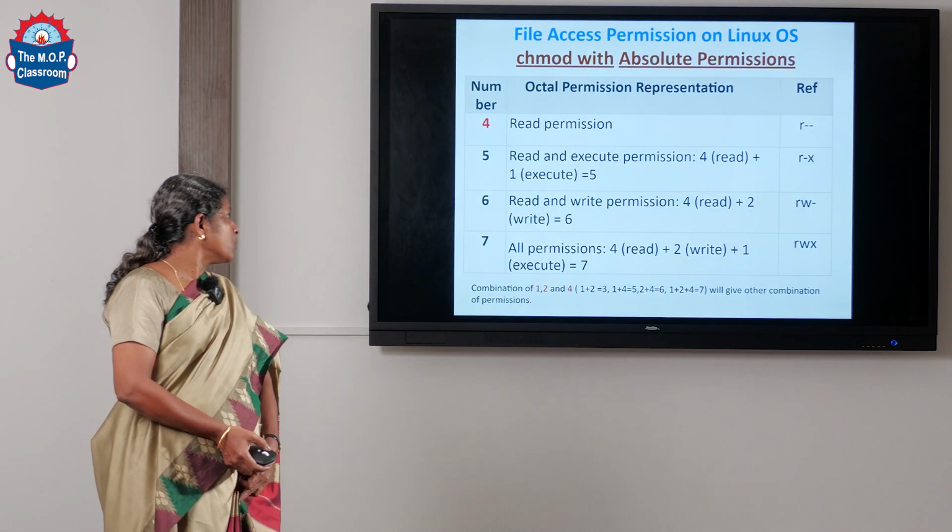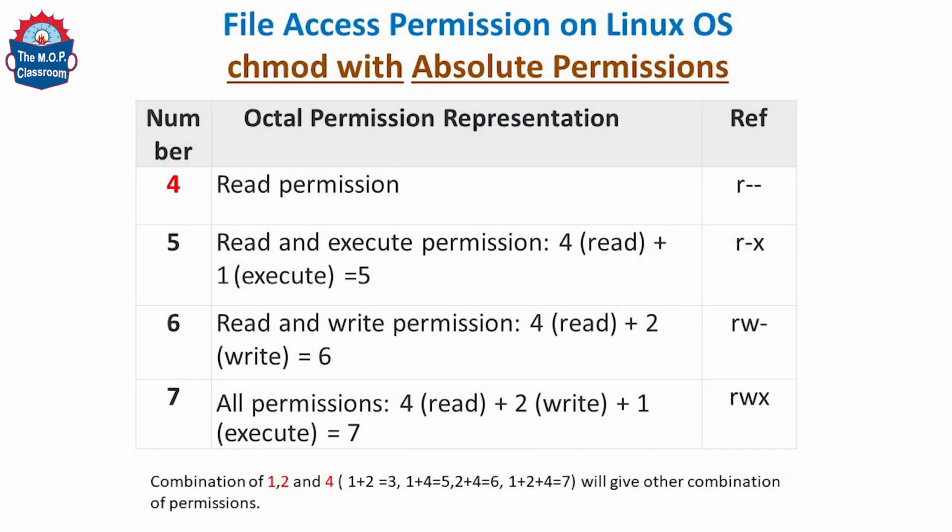Suppose I want to give read as well as execute permission. What is the number associated with read? It is 4. What is the number associated with execute? It is 1. Add it, it is going to be 5. So, if you give number 5, it means that for that particular user, you want to give read as well as execute permission. Similarly, when will you get the combination of 6? If you add 4 plus 2, you get 6. 4 is for read, 2 is for write. So, when you give 6, it means that you want to give both read and write permission for the particular user on a particular file.